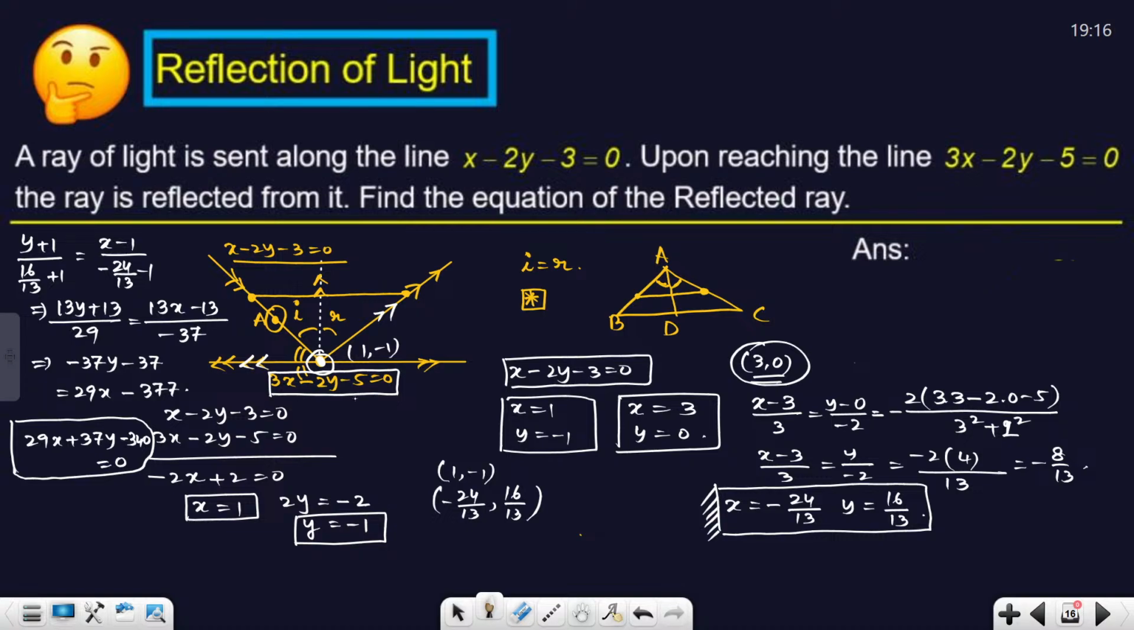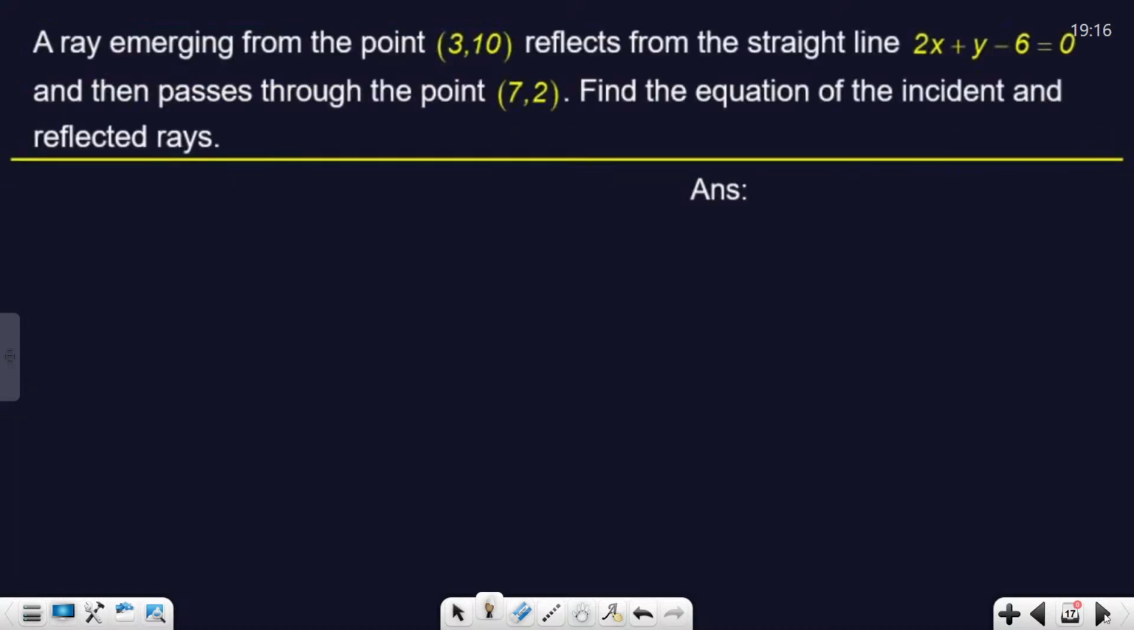This can be solved in other way also. There are a lot of ways of solving, but I think this method is truly a shortcut one that we will understand when we will solve some other kind of problems. Okay. So now let us move to the next problem.